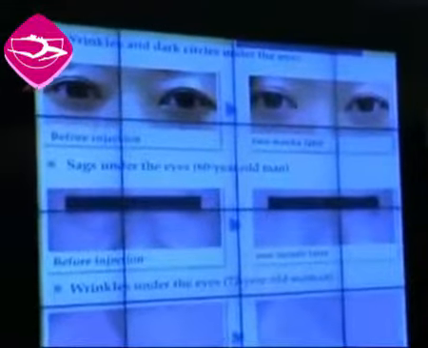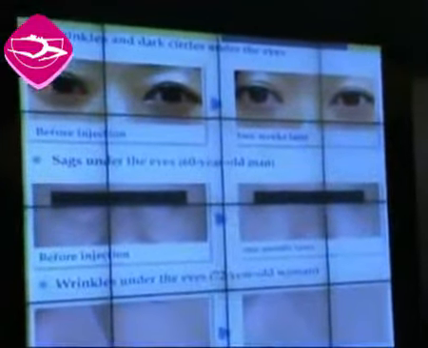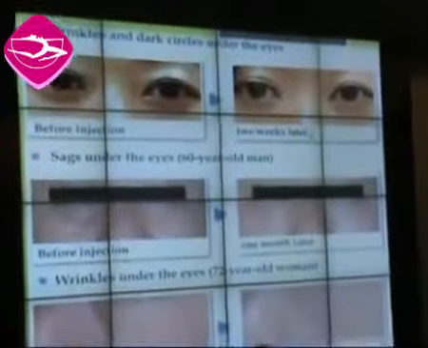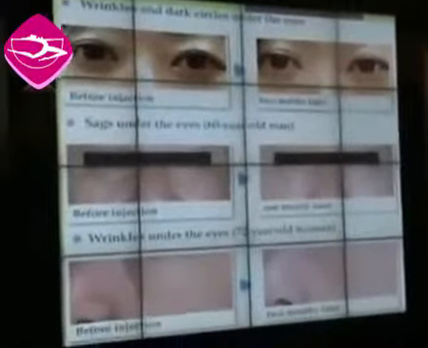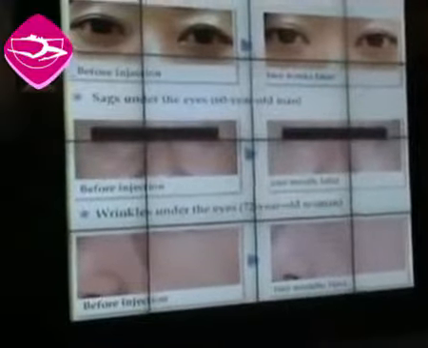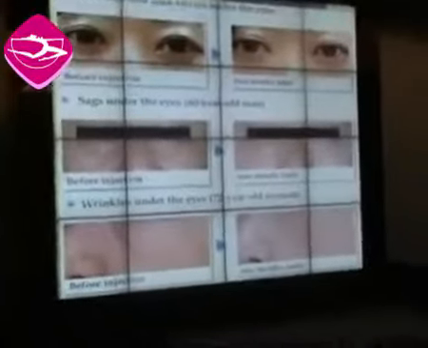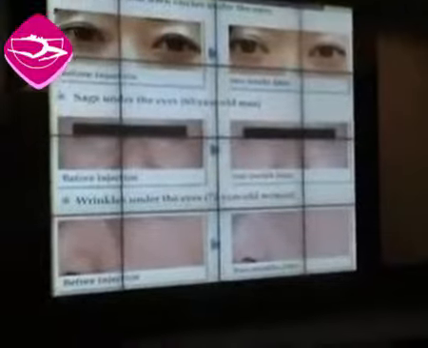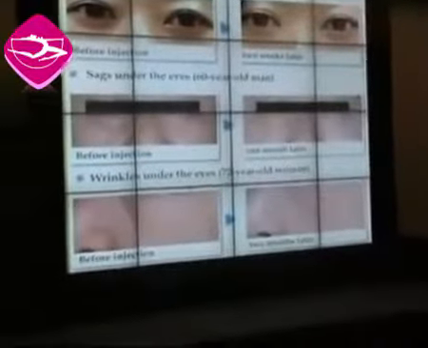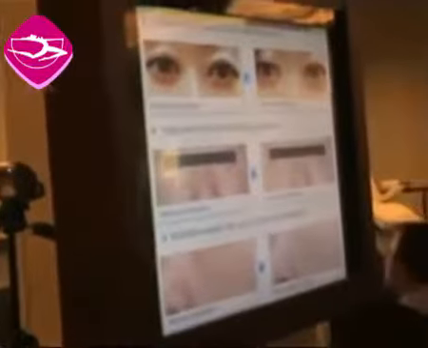You can take a look here at the wrinkles and dark circles around the eyes. The picture on the left is just before injection. You can see those sags and depression, and just 2 weeks later you can see the improvement in the sags under the eye. This is a 60-year-old gentleman just before injection and just 1 month after. Another example of the nasolabial fold and wrinkles under the eye of a 72-year-old woman just before injection and 2 months later on.